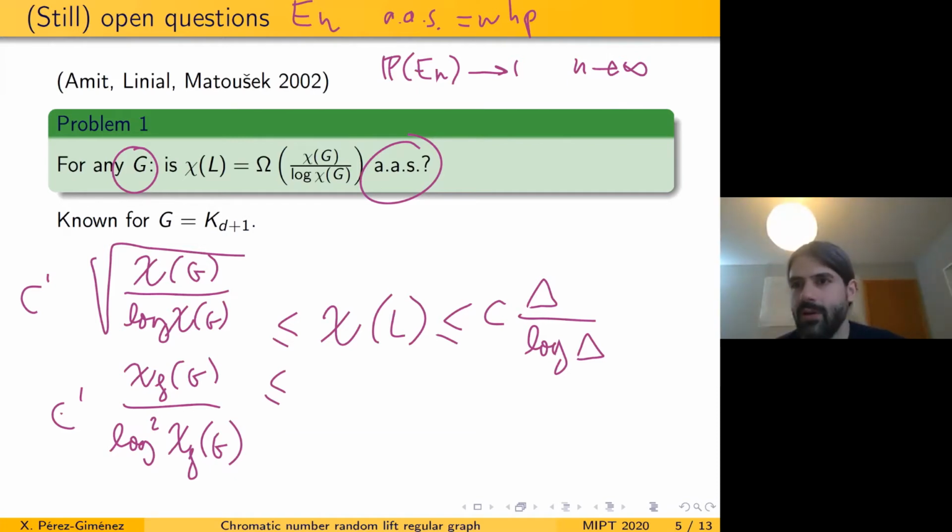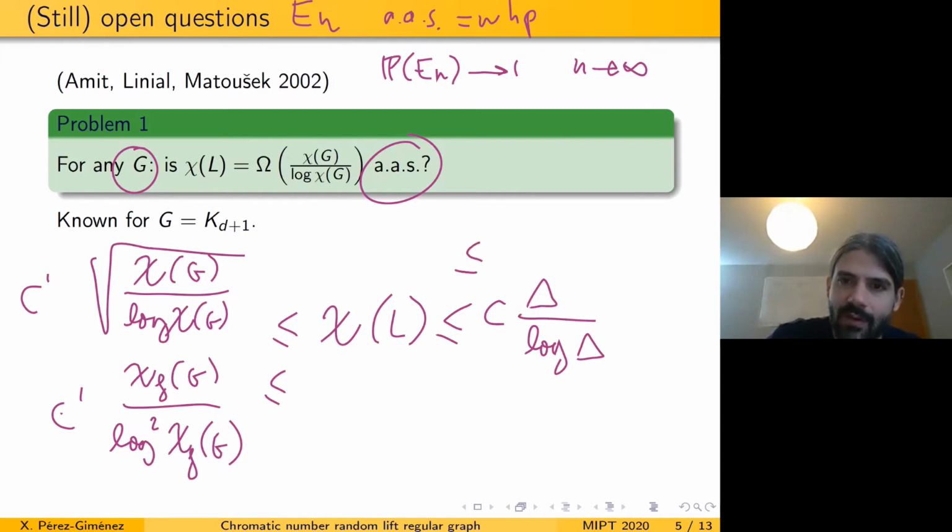And I don't know. I think, yeah, the fractional chromatic number seems to be tailored for the lower bound, at least in their proof. They don't give anything else. That's the only place they use the fractional chromatic number.